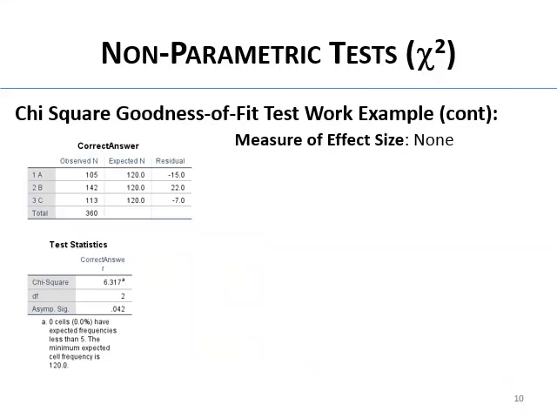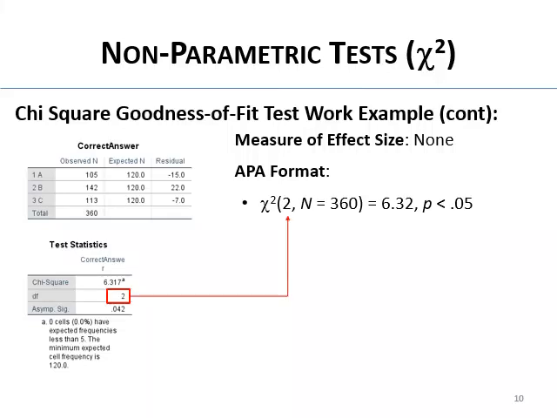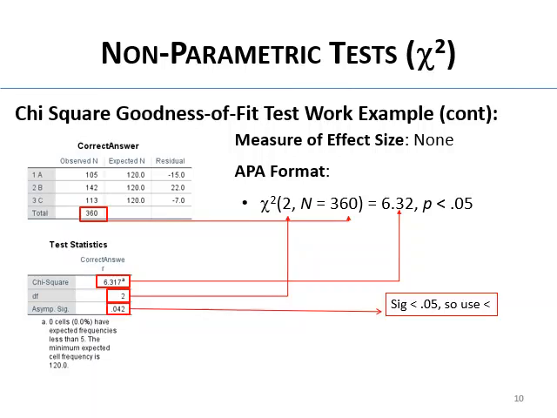So here's those same things, correct answer and your test statistics. There is no measure of effect size, so we just have to figure out our APA format. There it is, all filled out in pretty. 2 is the degrees of freedom, 360 is our N. Our chi-square is 6.32, and because our sig value is less than 0.05, we put p less than 0.05. And that's it. That's the chi-square goodness of fit test.